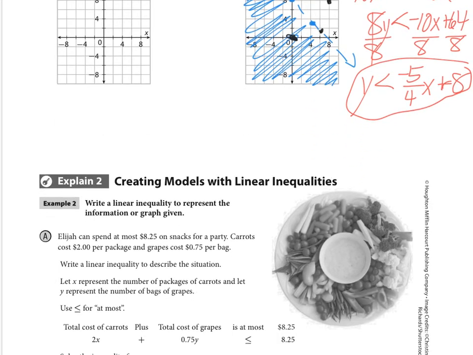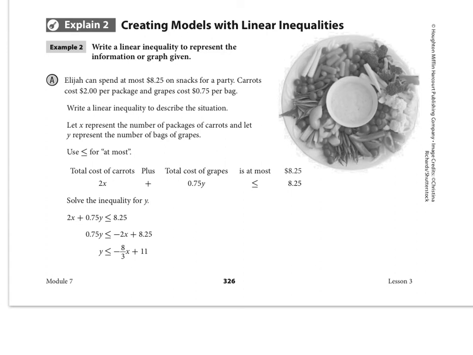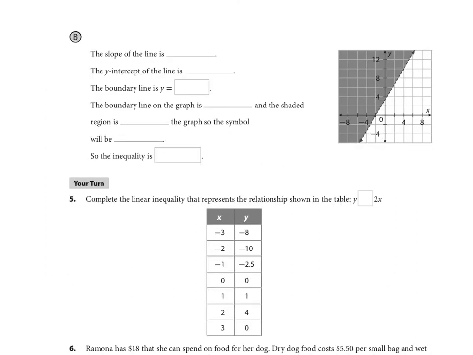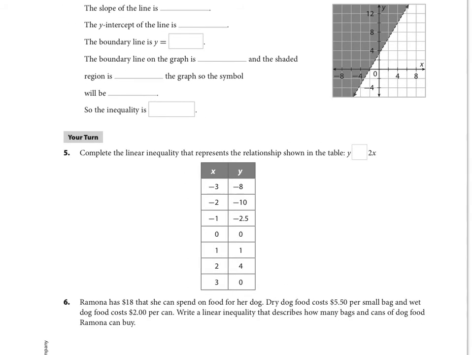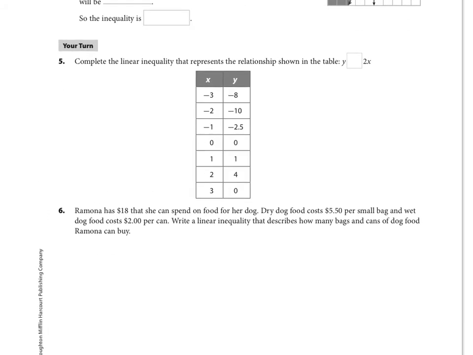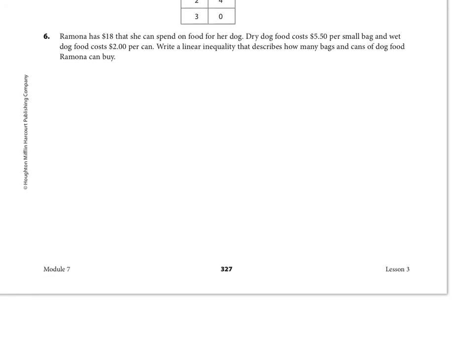So we continue on with this, just representing it in a real-world form. So I'm going to skip the problem equation. Okay. And here they give you one with a table. I'm going to skip that one and go right to number 6 here, the your turn. We're going to read this and try to decipher the meaning. Ramona has $18 that she can spend on food for her dog. Dried dog food costs $5.50 per small bag, and wet dog food costs $2 per can. Write a linear inequality. So now this goes back to our previous lessons. Putting it in an equation, however, this one's an inequality.